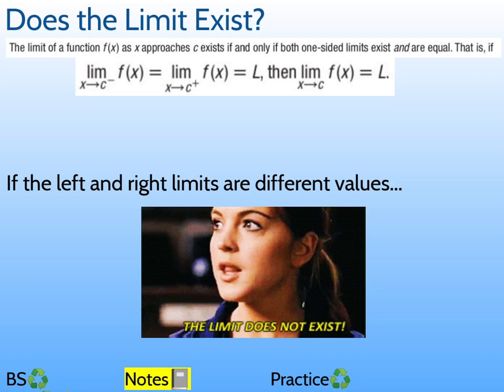However, if the left and right limits are different values, like we had in the brain starter, as Lindsay Lohan in Mean Girls once so eloquently put it, no, I don't have copyrights to this, the limit does not exist. So for problems like that, you would simply write DNE.